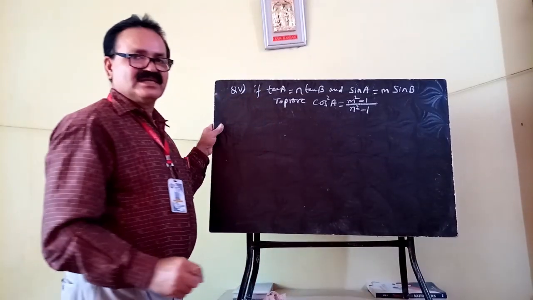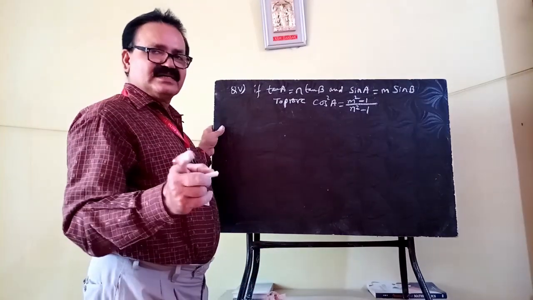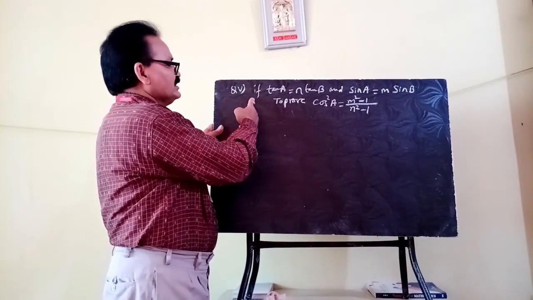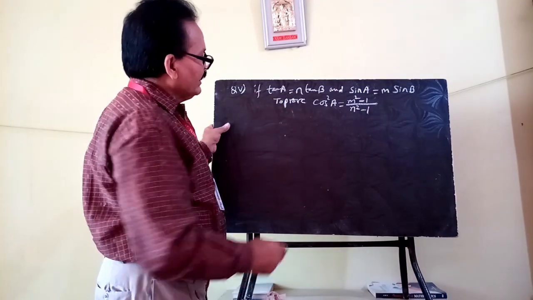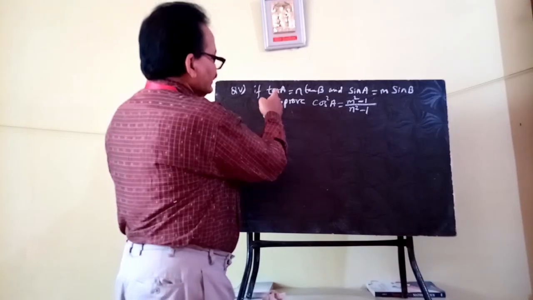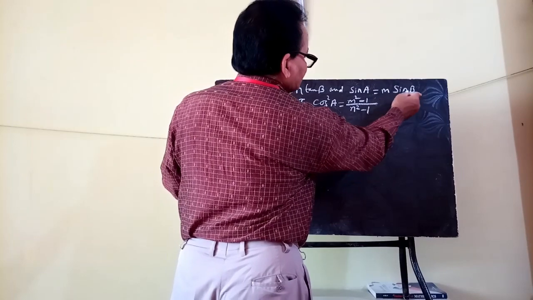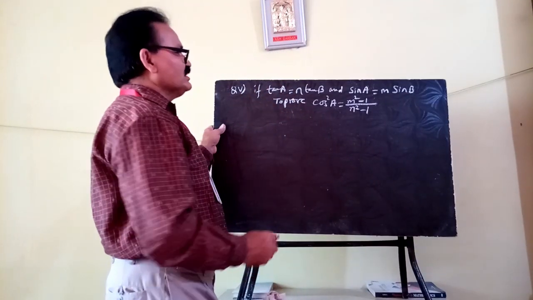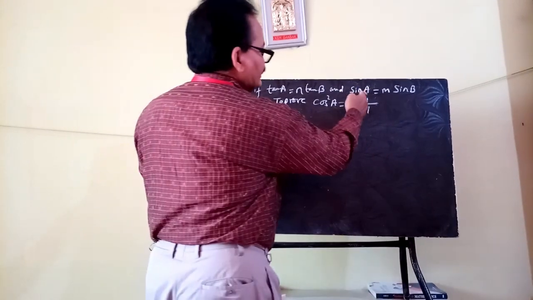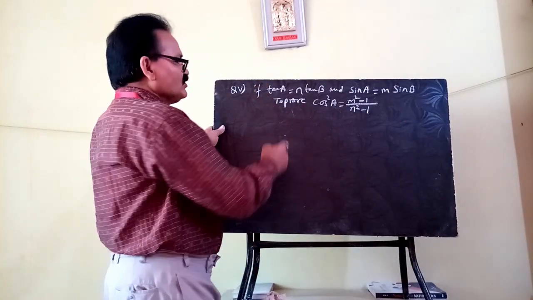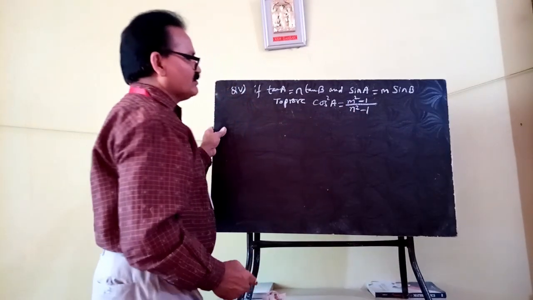Okay, now for question number 5, this is also one of the conditional identities. In this question the given part is: if tan A equals n tan B and sin A equals m sin B. So these are the two conditions given. One is tan A equals n tan B and sin A equals m sin B. And you have to prove cos square A equals m square minus 1 by n square minus 1.